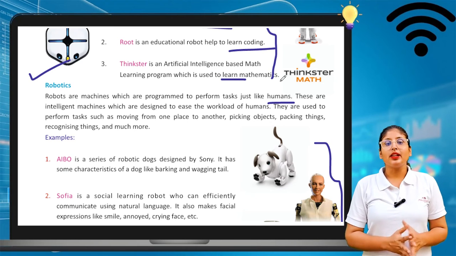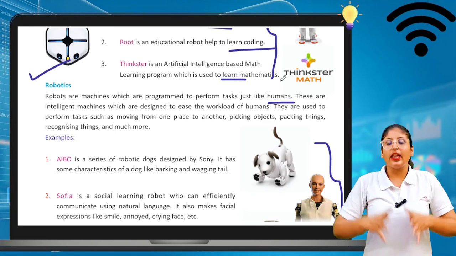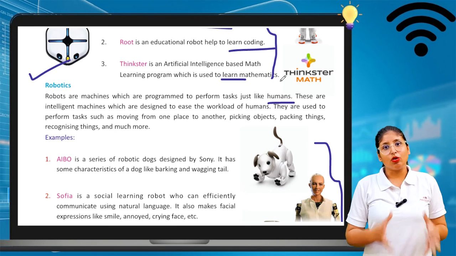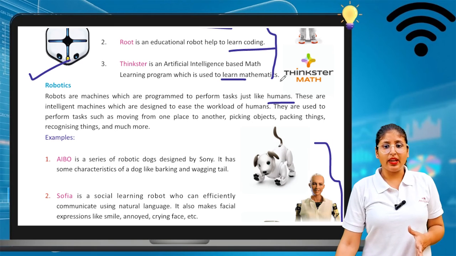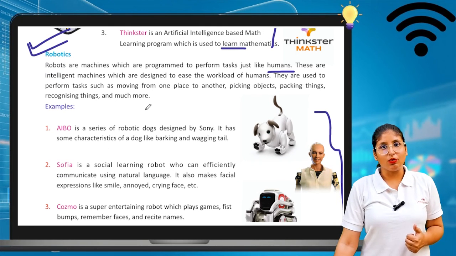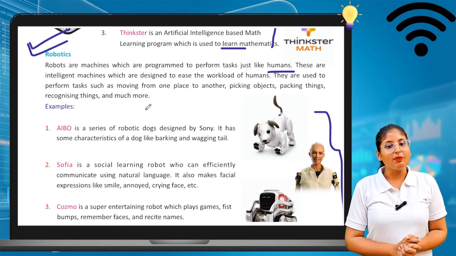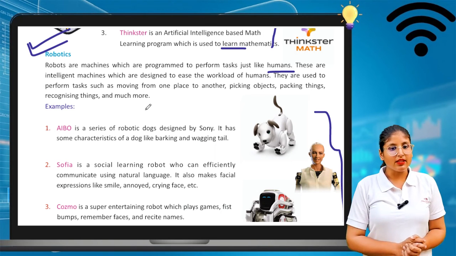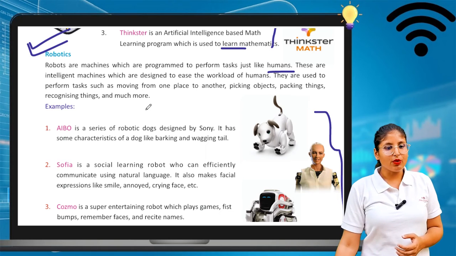Nowadays robots replace human beings, because robots can do as much work as a human being can do, or even more. They are used to perform tasks such as moving from one place to another, picking objects, packing things, recognizing things, and much more. Examples of some robots are given below.